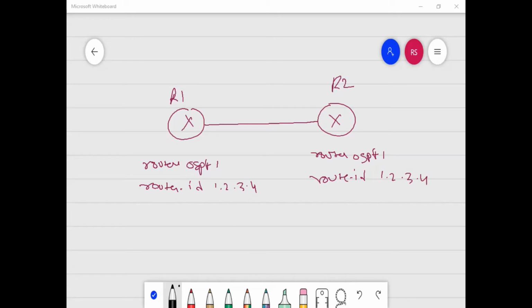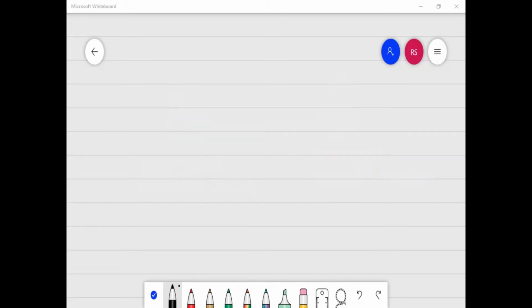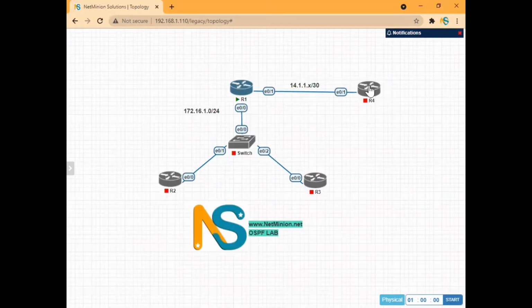Anybody else? Yeah, neighborship won't come up. Yes, perfectly fine. Since these are identifiers, you should have a different, unique router ID for forming the neighborship. Let us check it, and then I will come to one more question.